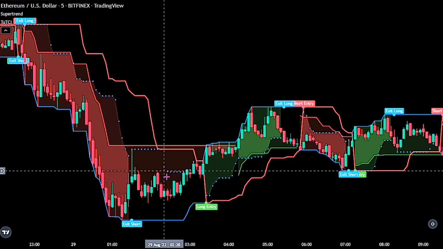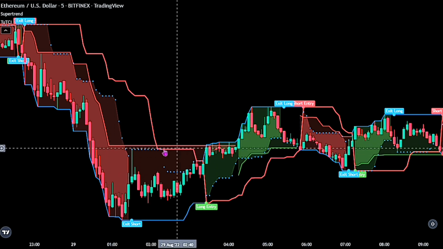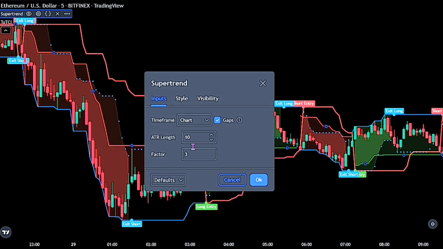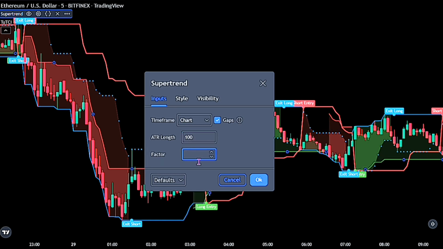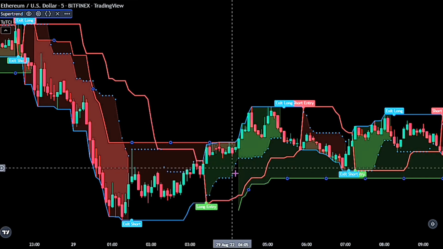So now, let's make some adjustments on these indicators, as we won't be using them with their default settings. For the Super Trend indicator, go ahead and bring up the settings panel by double-clicking on the indicator. For the input, I want you to change the ATR length to 100 and also change the factor to 5. Head over to the style and untick this plot right here, and we are done with the settings. Go ahead and click on the OK button once you are done.